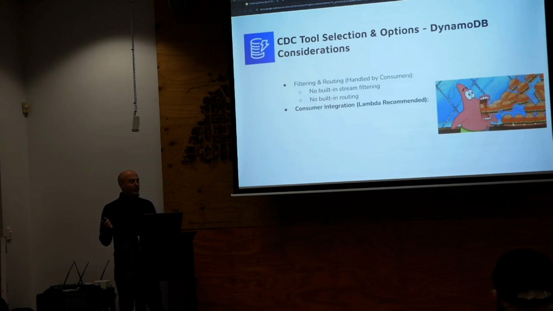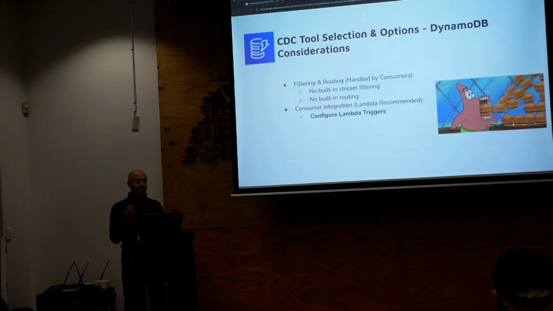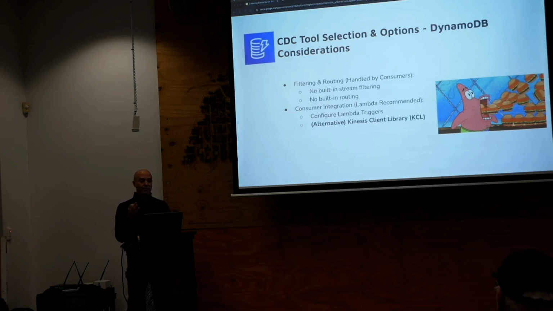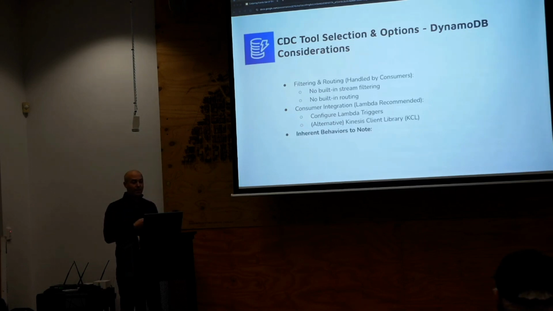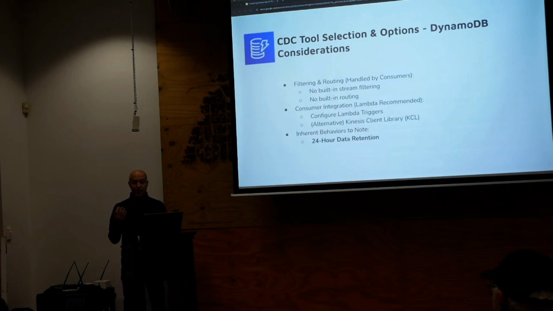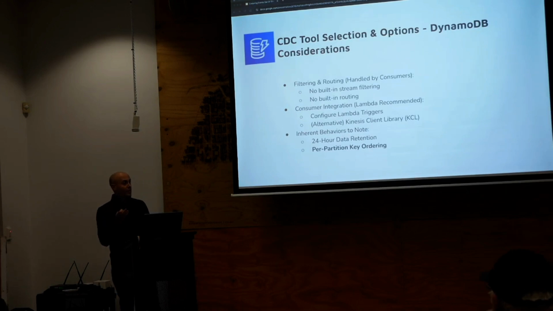So for consumer integration, it's recommended you use Lambda. You'll need to configure Lambda triggers. Think batch size, concurrent batches per shard, retry attempts, max record age, dead letter queue for error handling. All of this stuff is on you. An alternative, obviously, is the Kinesis Client Library, KCL. And for this, you need to manage consumer application specific configuration. So there are some inherent behaviors you need to take note of. Events are only retained for 24 hours. Strict event ordering is guaranteed only for changes within the same partition key.